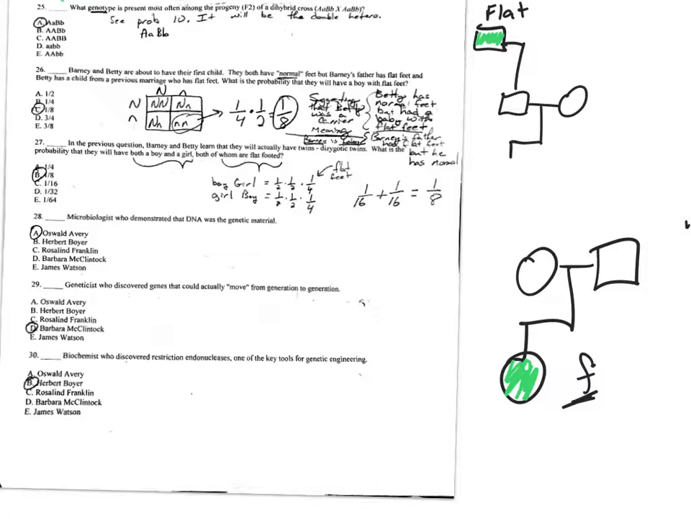It's recessive. So Betty must be big F, little f. Her husband must have been big F, little f. The child must have been little f, little f. So Barney's dad must be little f, little f. His mom must have been big F, and Barney was big F, little f for sure, right? And therefore Betty, we know, is big F, little f, right?